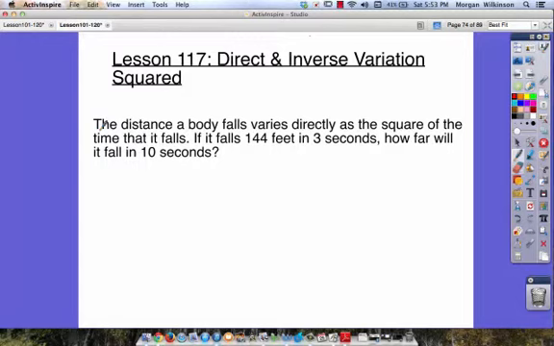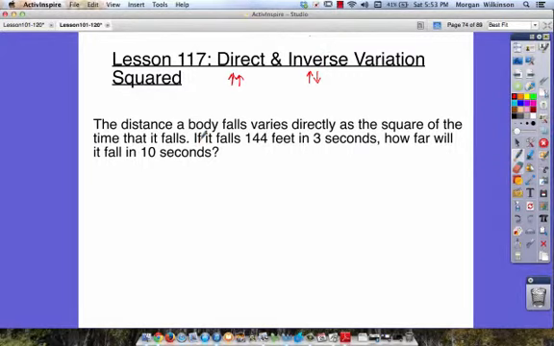Lesson 117 is about direct and inverse variation squared. Now we know about direct and inverse variation already. Direct variation means as one goes up, the other goes up, or maybe as one goes down, the other goes down. And inverse is as one goes up, the other goes down. Direct variation uses multiplication, while inverse variation has to use division.